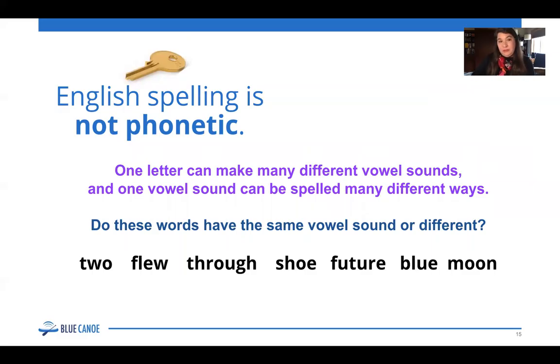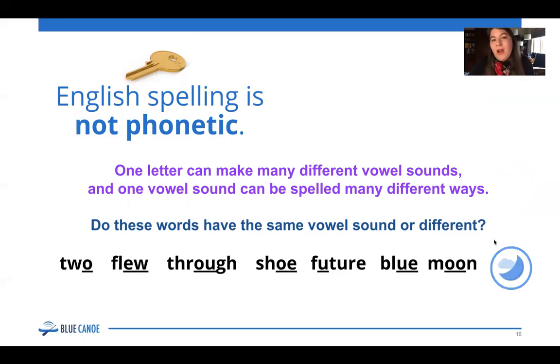They look different, right? You have W-O, E-W, O-U, O-E, U, U-E, O-O. They look very different. Guess what? They are all blue moon. Listen. Two, flew, through, shoe, future, blue, moon. Can you hear? Ooh, ooh, ooh. Two, flew, through, shoe, future, blue, moon. They're the same. So one vowel sound, ooh, can be spelled many different ways.